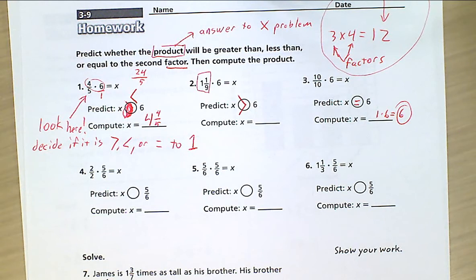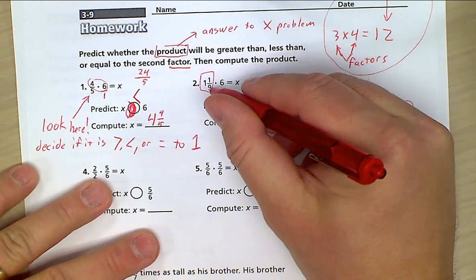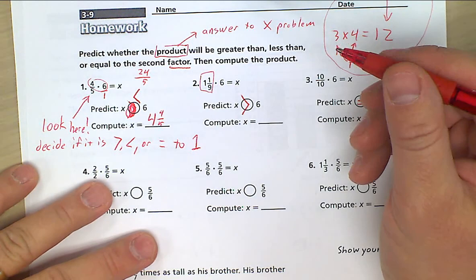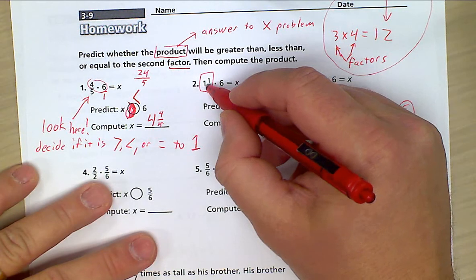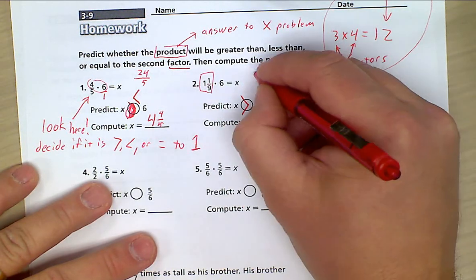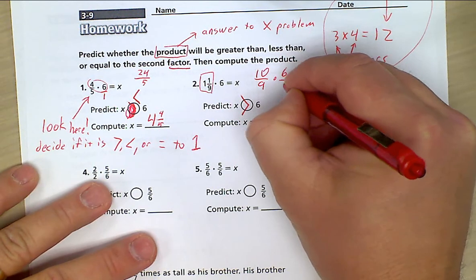Well, what about the second one here? It says 1 and 1/9 times 6. What's the secret trick we got to remember here? How do I multiply 1 and 1/9? The L trick. Very good. So 1 times 9 plus 1 is 10/9 times 6 over 1. Oh, we can simplify.